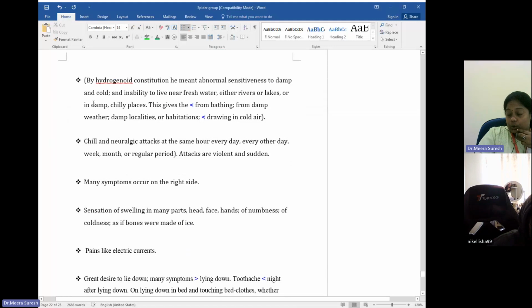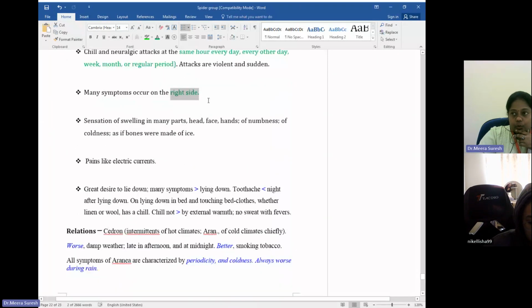So it can be given because we saw intermittent fever and all. So they have this chill, neuralgic attack or any complaint which is repeating at the same hour every other day, week, month, or during regular period, which means there is a characteristic periodicity. Attacks are very violent and sudden, and most of the symptoms occur on the right side. So if you can just remember the side, when I say mostly all the remedies are right-sided. The left-sided one, when it comes to angina, is Latrodectus mactans, and the first one we learned, Theridion, which is left-sided. Otherwise, almost all are right-sided remedies.